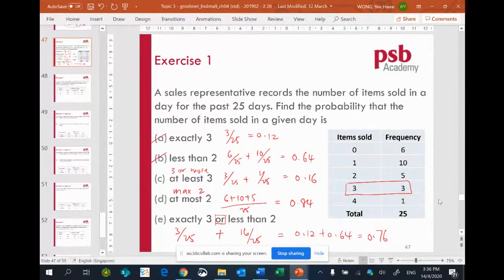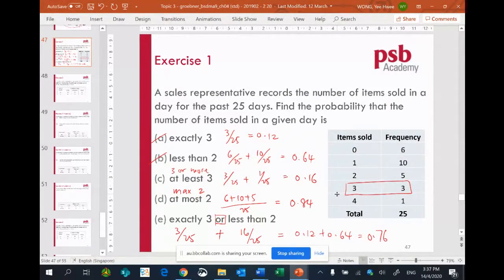So exercise 1 is very straightforward, where there is only one set of things on this side, which are the items sold, the number of items sold in a day for the past 25 days. You want to find out what's the chance that the items sold in a given day is exactly 3. This is what you can actually do planning with. For example, you want to know how many staff you need to allocate for this particular day. So you look at what's the chance that you'll be selling 3 items.